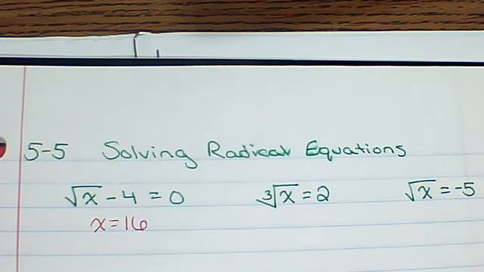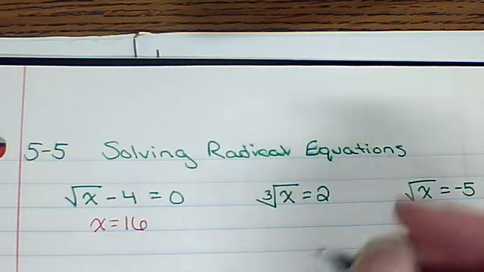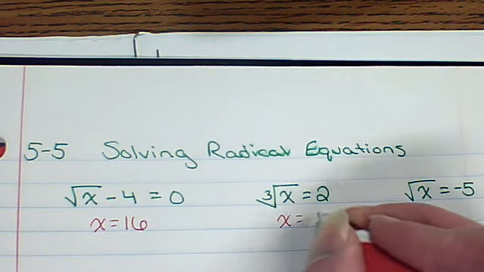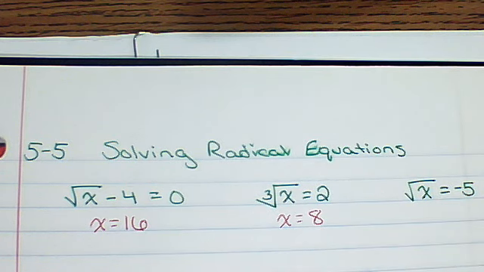The next one, the cube root of what equals 2? Well, gosh, I know that's 8. Now, the last one can be tricky for some people because this is different than having x squared equals a certain thing. The square root of x equals negative 5.